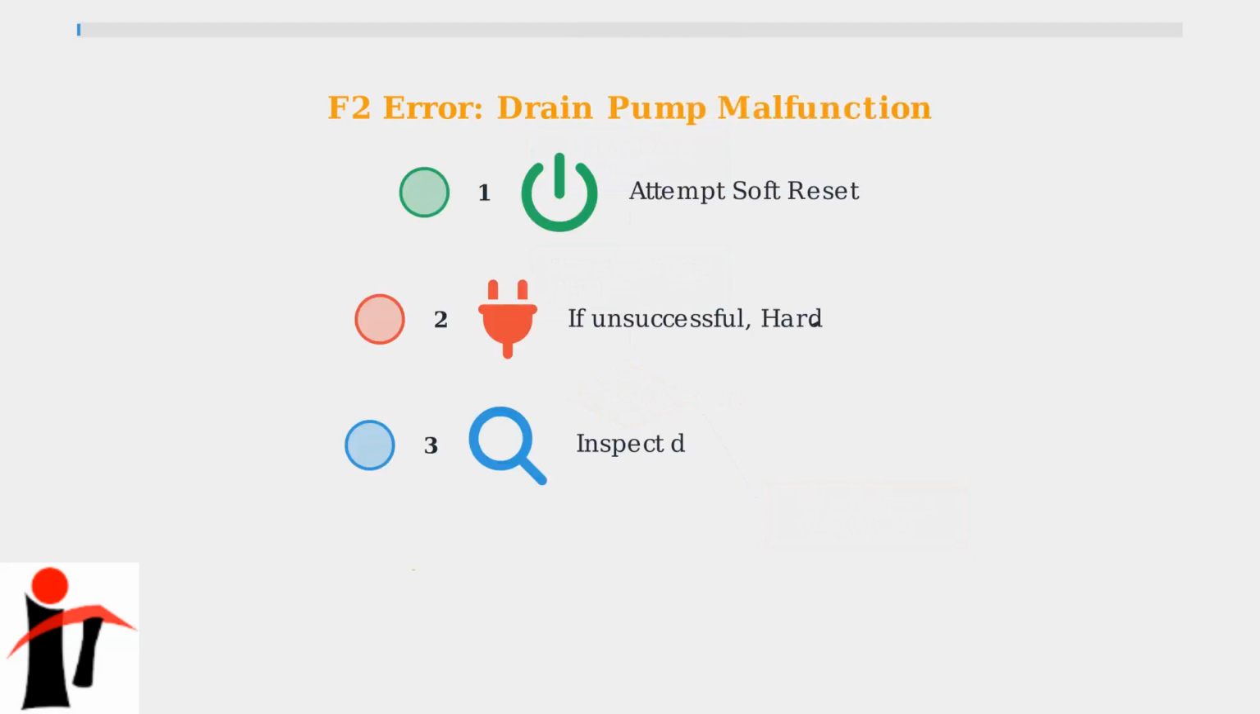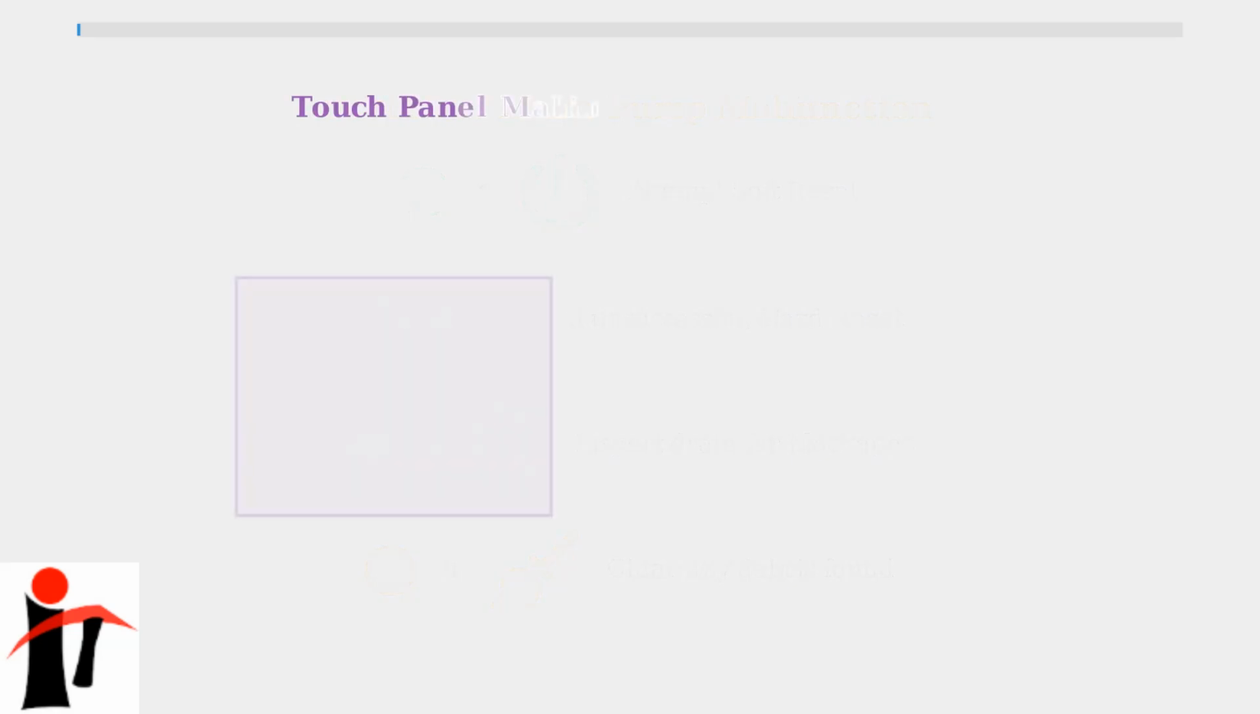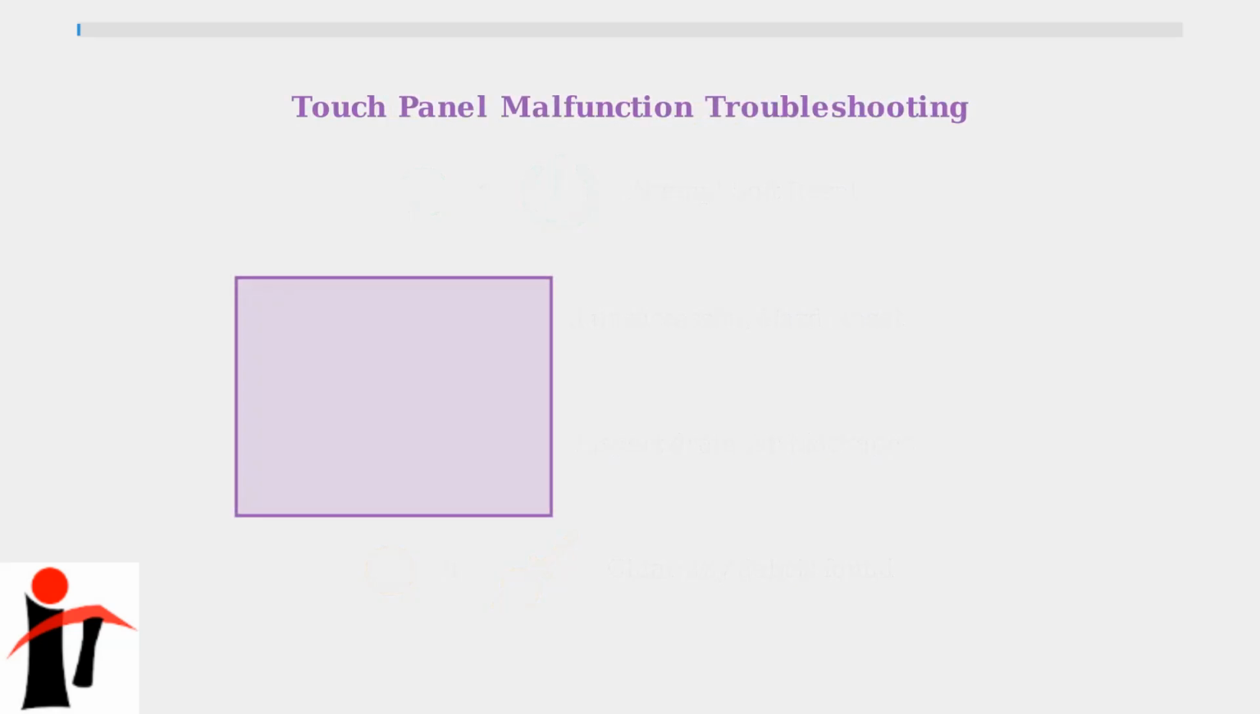Let's walk through a specific example. The F2 error indicates a drain pump malfunction. This is one of the most common issues and typically requires a hard reset, followed by physical inspection. For touch panel malfunctions, the approach is slightly different. These issues often involve the capacitive touch system and may require specialized recalibration procedures.